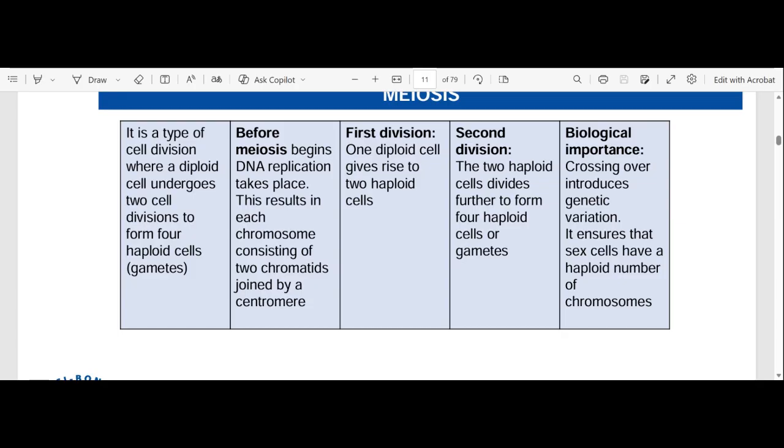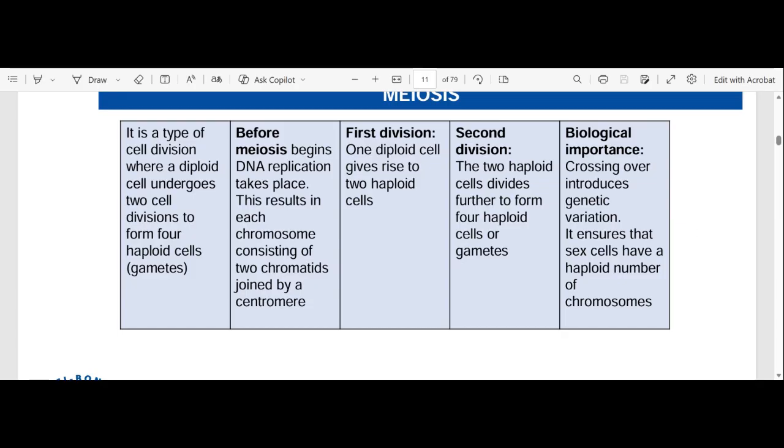Now let's go to the biological importance of meiosis. It says here, crossing over introduces genetic variation. Genetic variation refers to distinct differences that exist within organisms of the same species. So the reason why in your family you're not the same is because of genetic variation, right? It's because of meiosis. Meiosis introduces that genetic variation. I hope it makes sense.